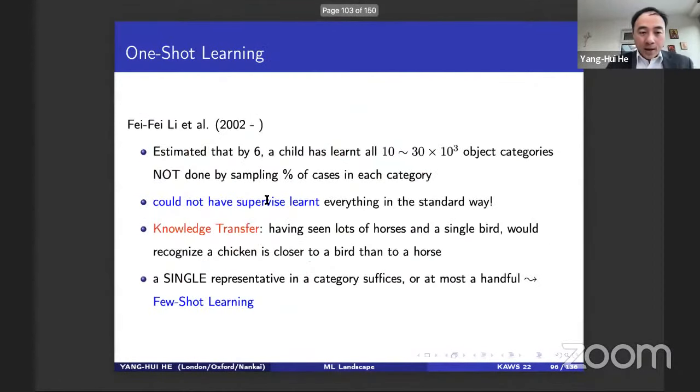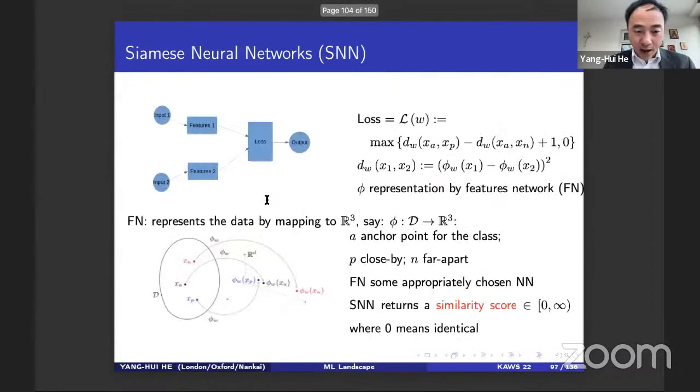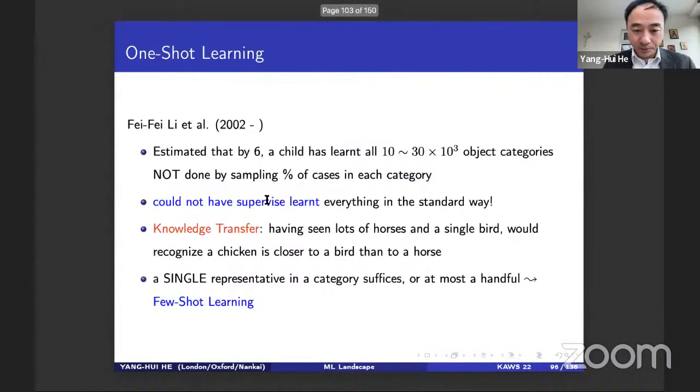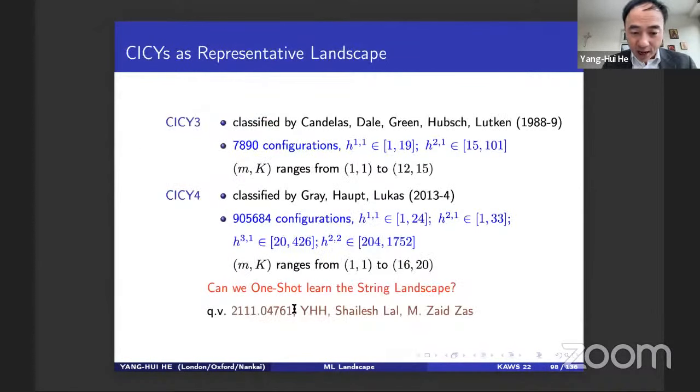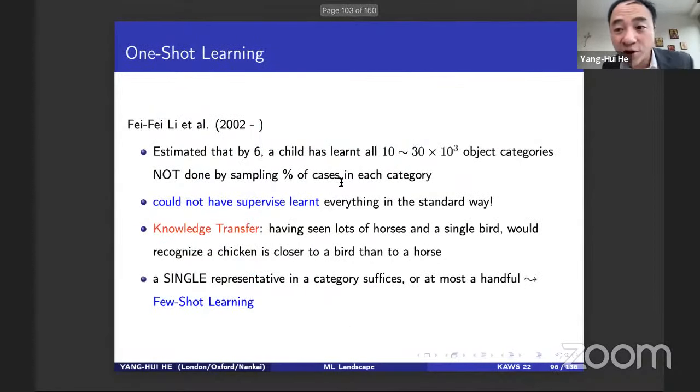Okay, so I want to mention just in passing one last thing, which I recently did with my friend Shailesh Lal, and which is something called one-shot learning, which is actually very, very interesting. Remember, I've been talking about this: you can ask how useful it is if you have to look into thousands of samples in order to extrapolate over tens of thousands, right?